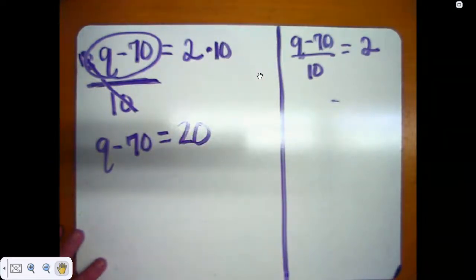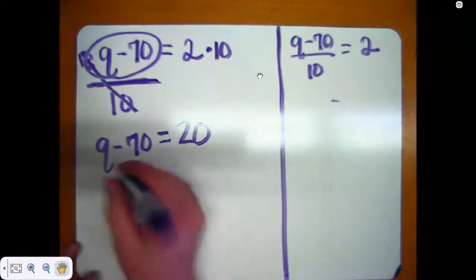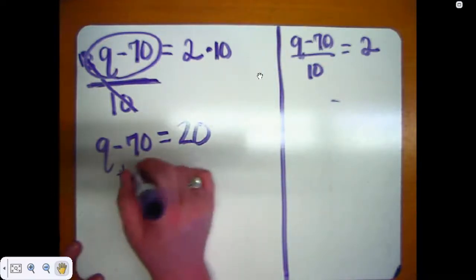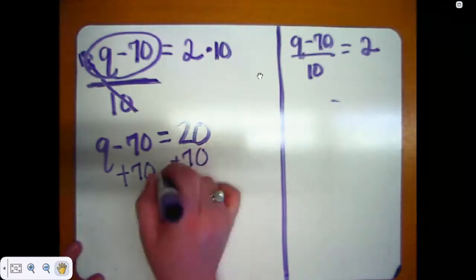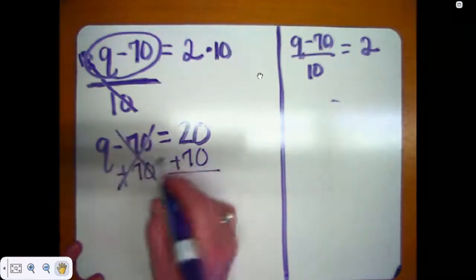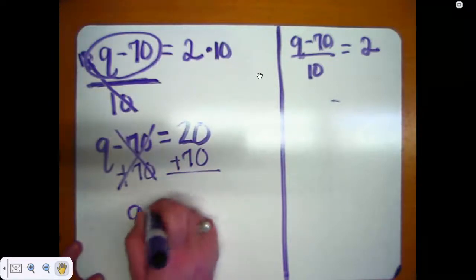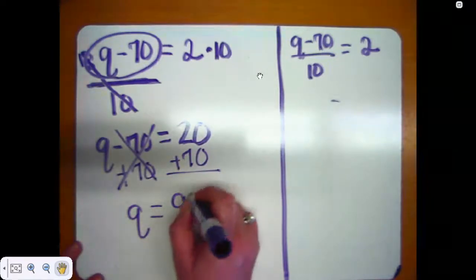That looked a lot harder than it was, but it's really not as hard as it appears. Now I'm left with something that looks pretty familiar. Q minus 70 equals 20. So I need to get rid of my negative 70 by doing the inverse operation, which is to add 70 to both sides. This one goes away. I'm left with only Q is equal to 90.